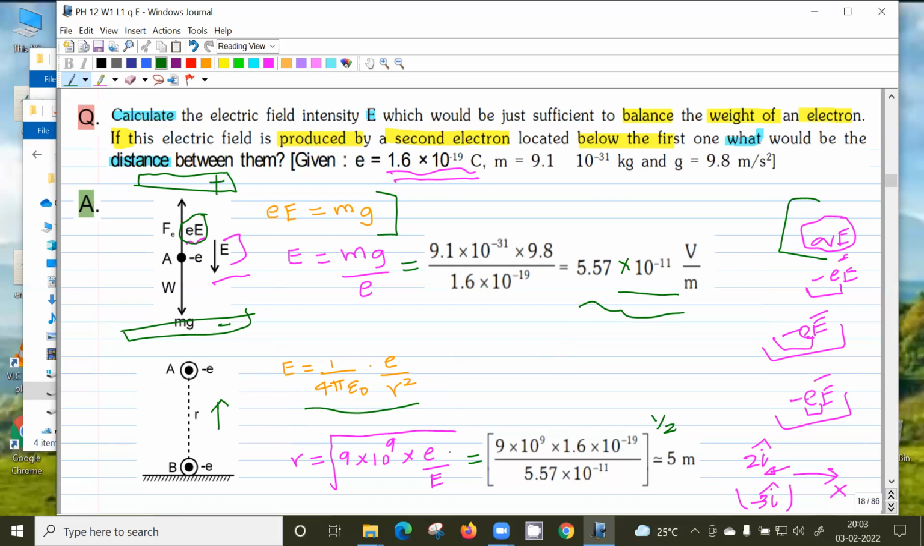So from this I get r as this. 1/4πε0 I can take to the other side. This E value is known from this. R I have to find out. The electron charge is known. Okay, so everything is known here, I just have to find r. So r will turn out to be 5 meters.